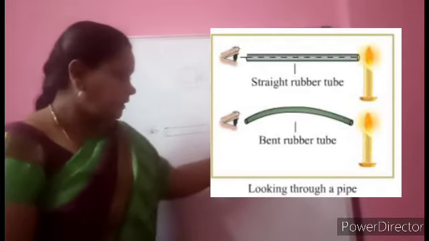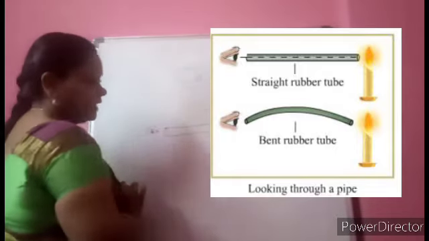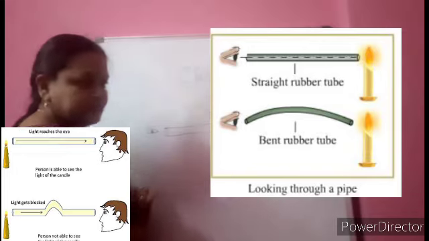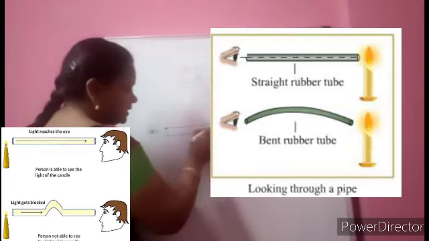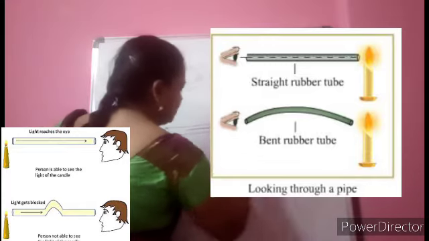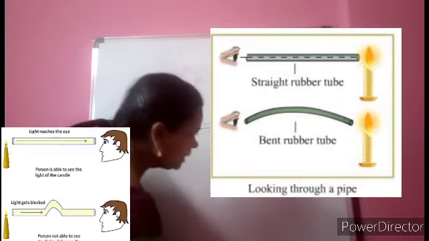And when the tube is straight, when you are observing from the other end, you will be able to see the light rays, because from here this light ray will be traveling straight and reaching your eyes. So this is one way we can understand that light is traveling.